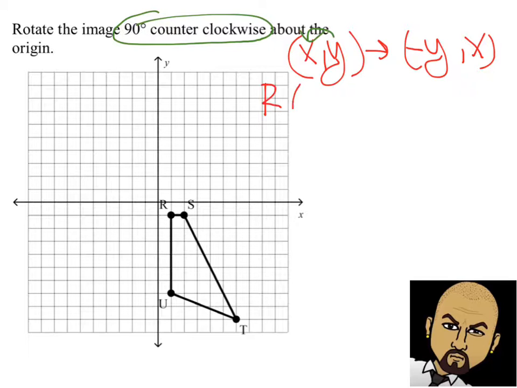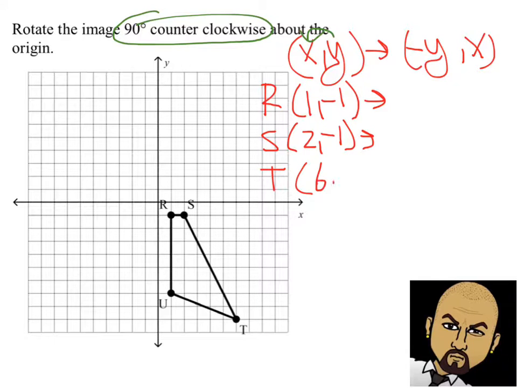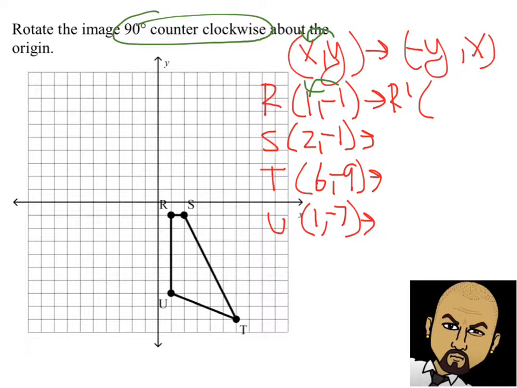All right, let's go ahead and figure out our coordinates for each vertex. I'm just going to label them fast. Here's S, we've got T, and then last but not least, U. And then we're going to use the coordinate notation to come up with the image after you rotate each vertex 90 degrees counterclockwise.